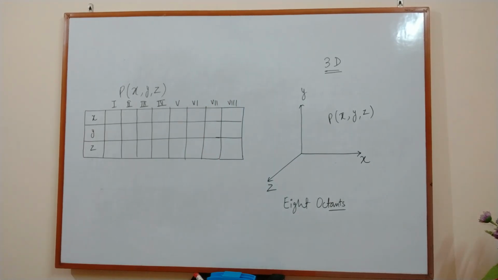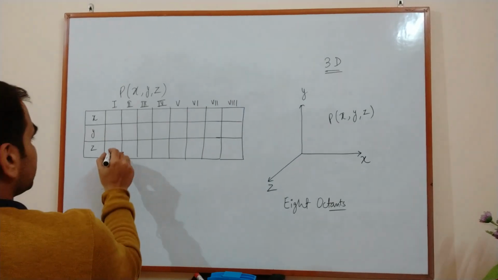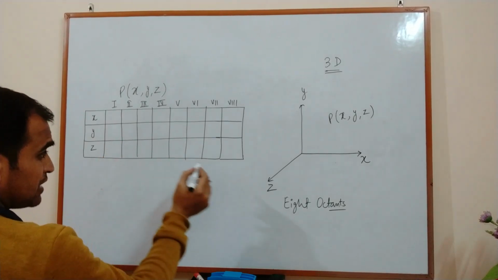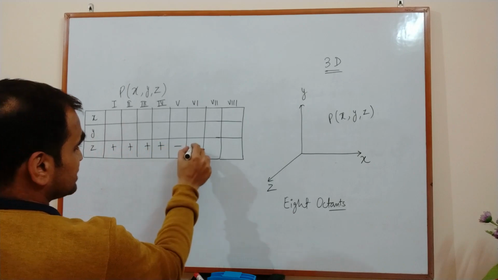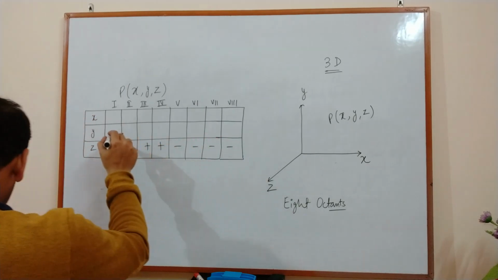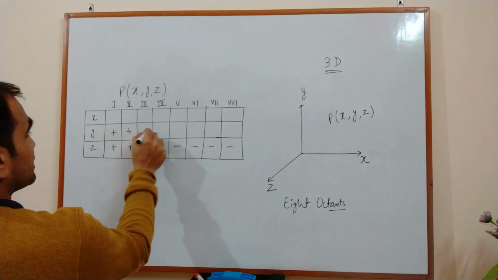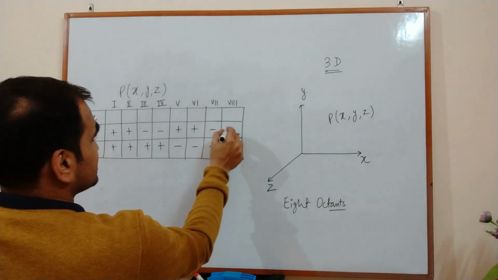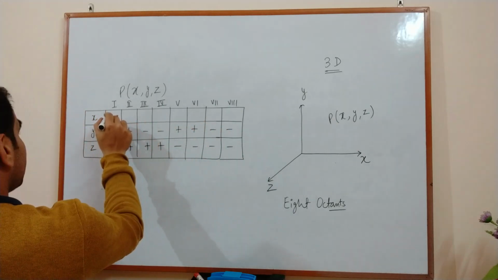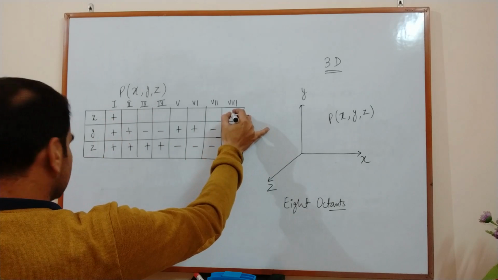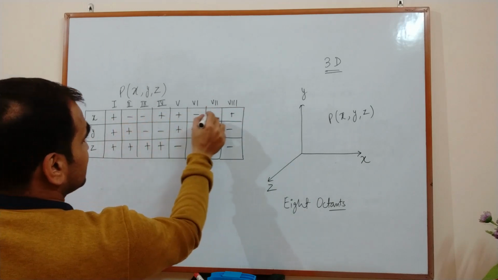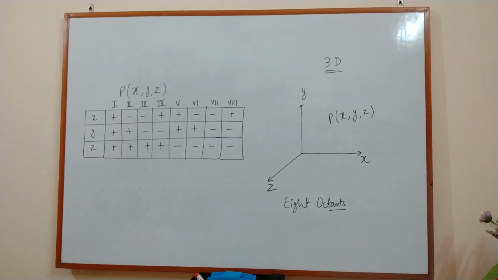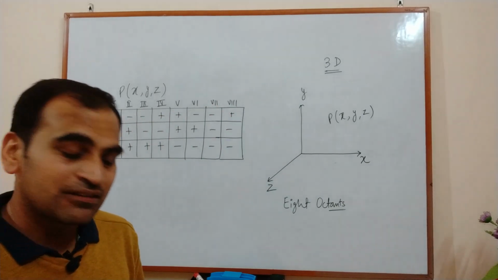So how to design this table? The easiest way I am telling you: for x, this is plus, plus, plus, plus, then minus, minus, minus, minus. Then for y we have plus, plus, minus, minus, plus, plus, minus, minus. Then for z we have plus, then minus, plus, minus, alternating like this. Based on this sign information, we can check in which octant the point lies.